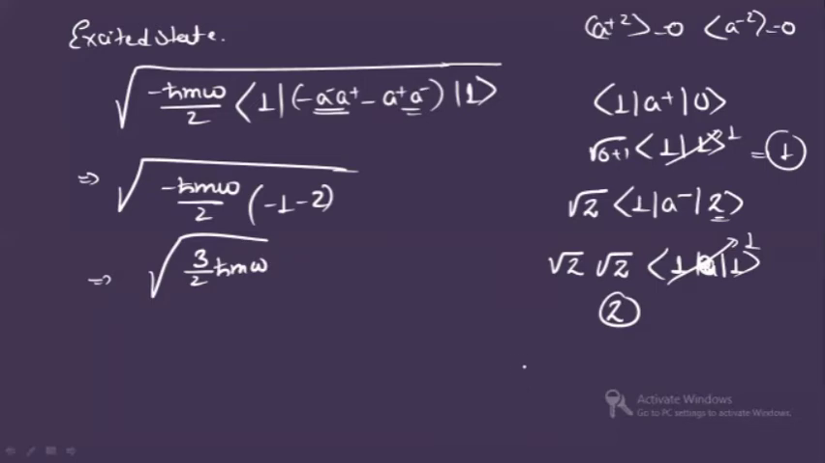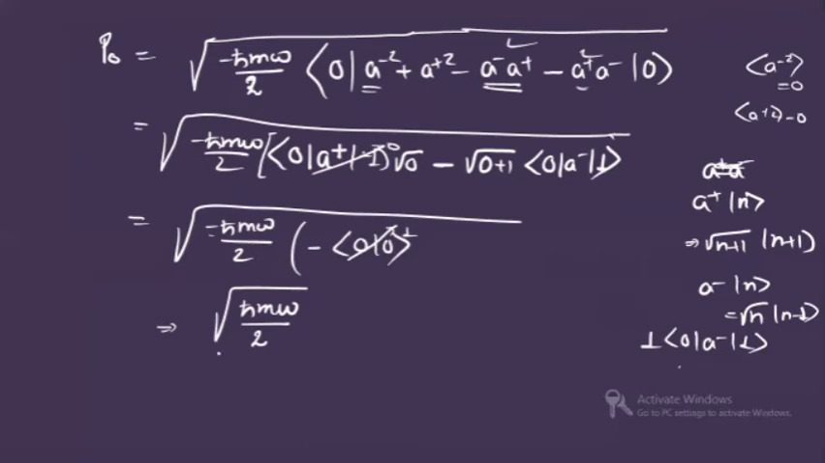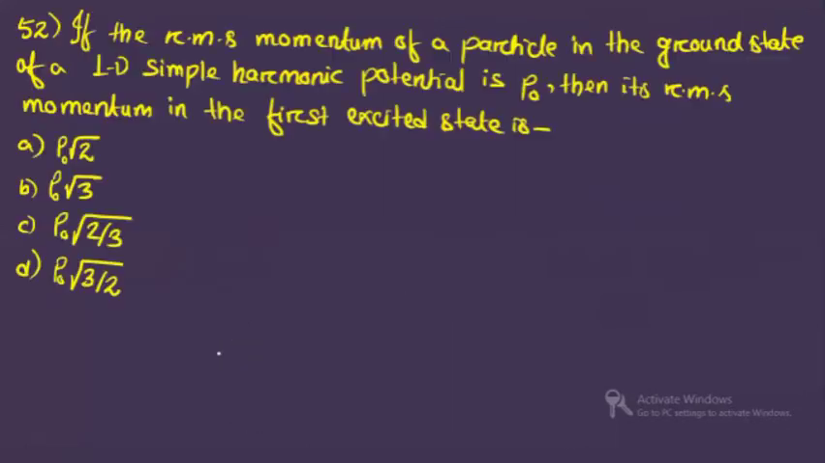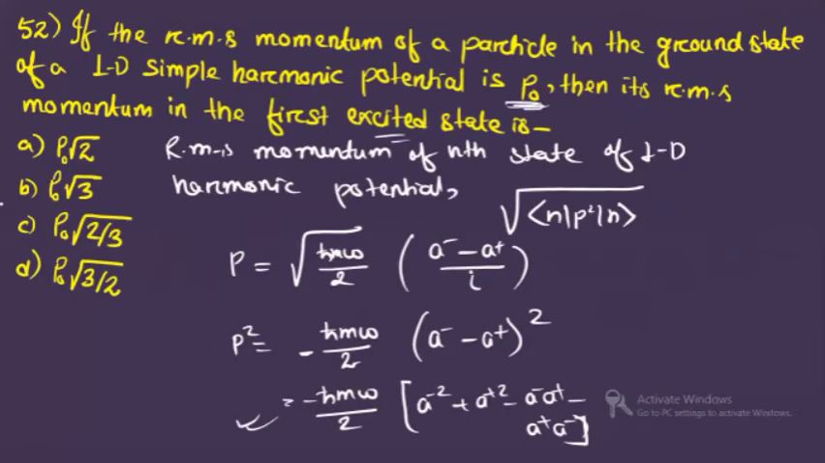Now you see, you got P naught equals root over 1 by 2 h cut m omega. Alright. So here you will have root 3 P naught, because half h cut m omega is P naught. So this is the first excited state root mean squared momentum. Clear? So the correct answer is P naught root 3, that is option B.